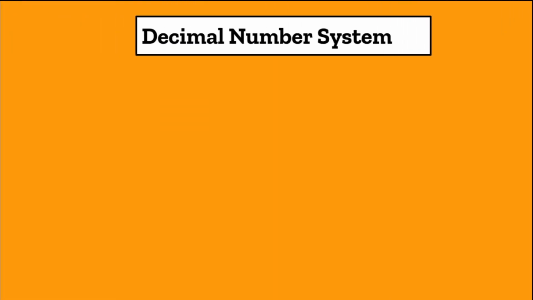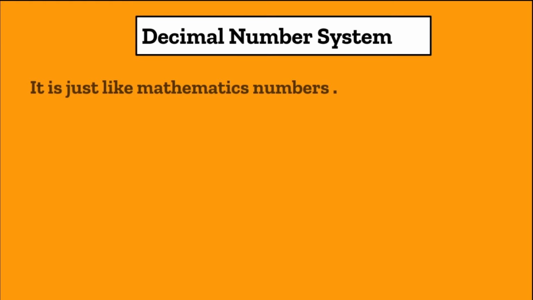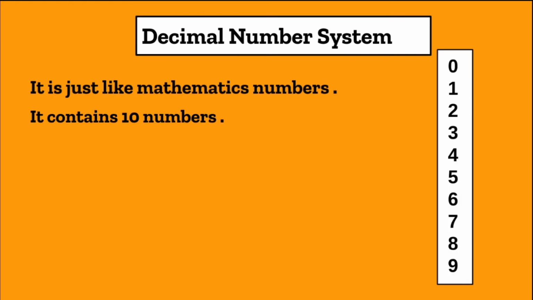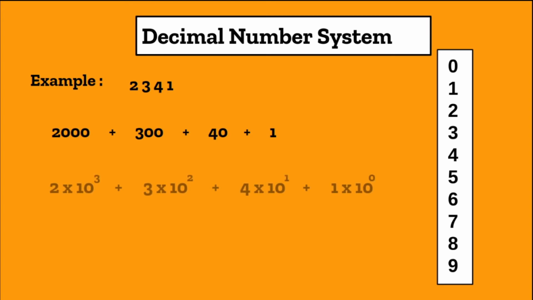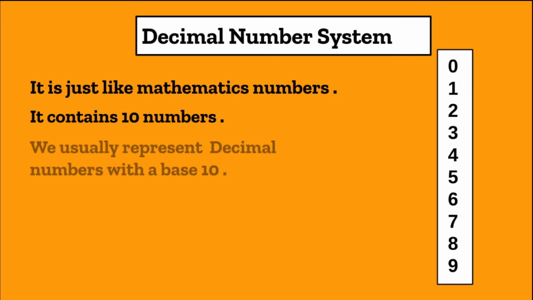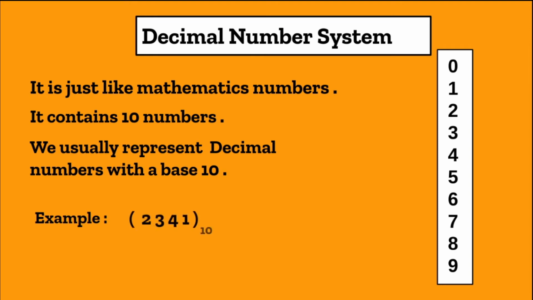The second number system is decimal number system. It is similar to our mathematical number system, but it only contains 10 elements. They are 0, 1, 2, 3, 4, 5, 6, 7, 8, 9. Let's take an example of a decimal number, 2341. Here we can write all the decimal numbers in terms of tens power, like we can see in the example. We will be using this notation when we are doing our conversions. Since decimal number system contains 10 elements, we represent decimal number system by a base 10.